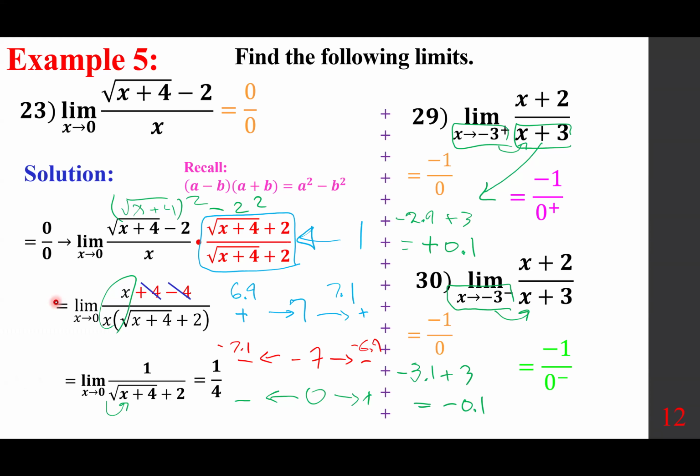So what is the difference? Negative over positive, negative. So it's negative infinity. Negative over negative, positive infinity. That's how you figure out, when it's 0 in the denominator, whether you have a positive or negative infinity.